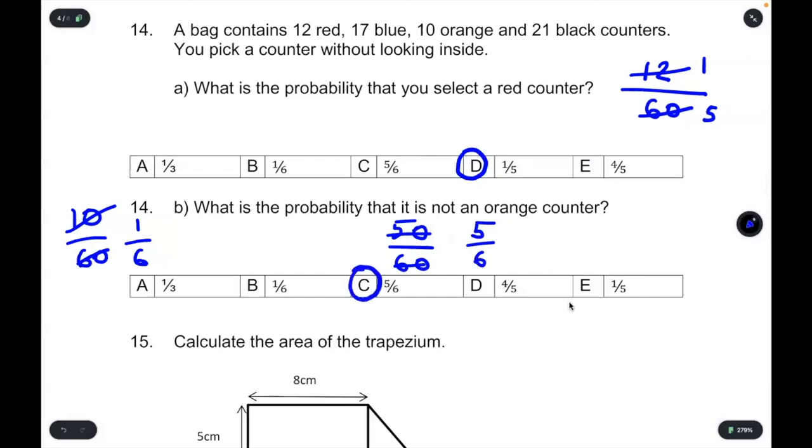The really important thing here is that the 1/6 add the 5/6 make 6/6, which is a bit hard to say, but that means it's equivalent to one whole. That should cover all the possibilities. The probability of it being orange and the probability of it being not orange, all of those chances have to add up to one, which is the total.